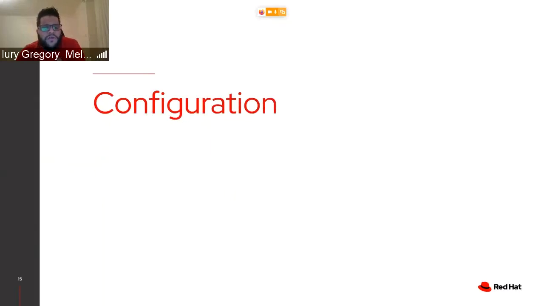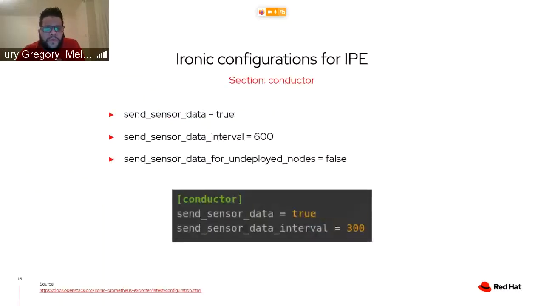The configuration of the Prometheus Exporter. We have two sections that you need to configure to have the Prometheus Exporter working. First of all, it's the conductor section. So you need to set send sensor data to true. Otherwise, you won't be able to have any data.